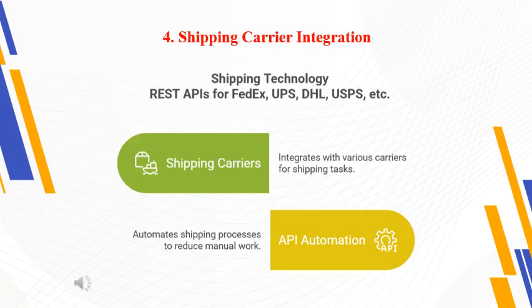Here, there are two examples of shipping carrier integration in order fulfillment management. One is shipping carriers integration. This allows the system to connect with various shipping companies like FedEx, UPS, and DHL. By integrating carrier APIs, you can automate the process of sending shipping details, creating shipping labels, and tracking shipments. Another one is API automation. Shipping APIs automate the process of interacting with the carrier's system, eliminating manual data entry and minimizing errors. The API ensures that shipping information is automatically synchronized between your order fulfillment system and the shipping provider.